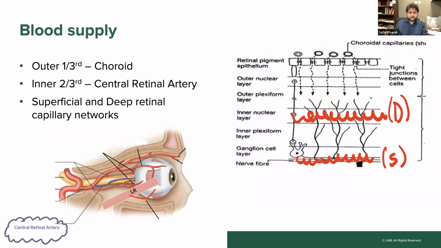Where's the blood supply to the retina coming from? Well, the outer retina is mostly supplied by the choriocapillaris of the choroid, the outer one-third of the retina, which includes the photoreceptors and retinal pigment epithelium. And the inner two-thirds of the retina is supplied by the central retinal artery. In the inner side, there are two capillary networks, superficial in the nerve fiber layer and the deep capillary network in the inner nuclear layer. And remember that there's a blood-retinal barrier formed by the presence of tight junctions in the retinal pigment epithelial cells.